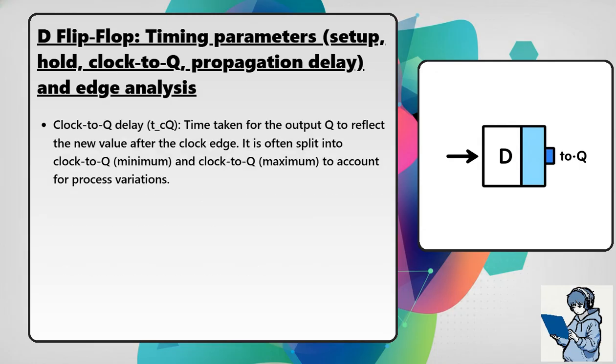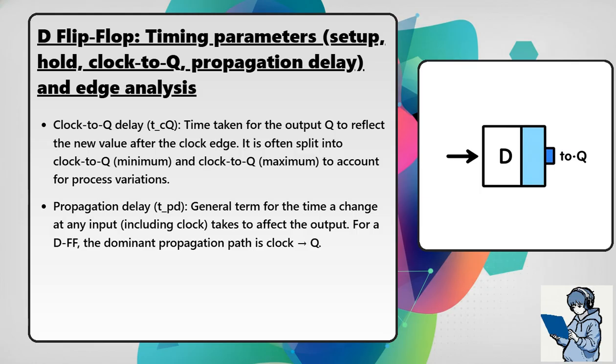Clock-to-Q delay, T_CQ: the time taken for the output Q to reflect the new value after the clock edge. It is often split into clock-to-Q minimum and clock-to-Q maximum to account for process variations. Propagation delay, T_PD: the general term for the time a change at any input, including clock, takes to affect the output. For a DFF, the dominant propagation path is clock-to-Q.